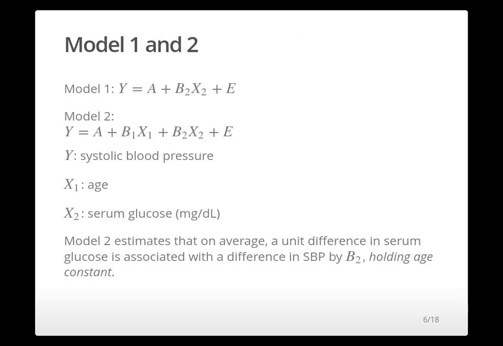This slide shows two regression models of systolic blood pressure. Model 1 is regression of systolic blood pressure on serum glucose only, and Model 2 is regression of systolic blood pressure on age and serum glucose.